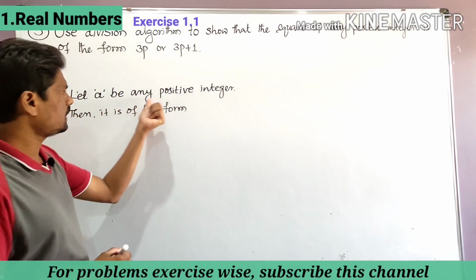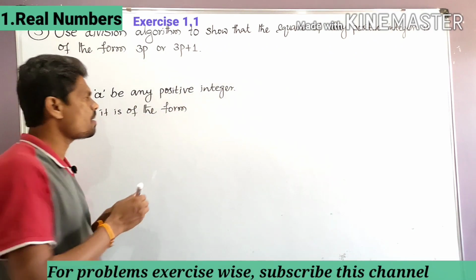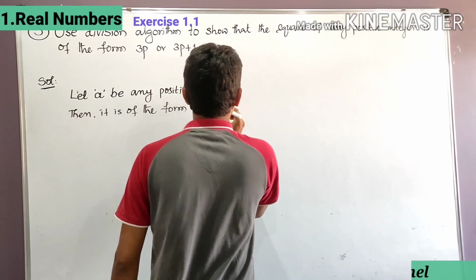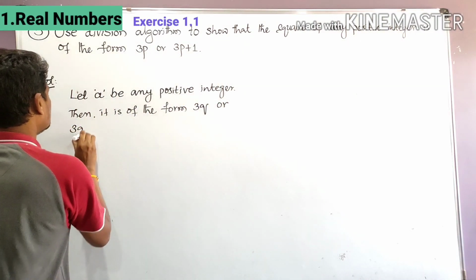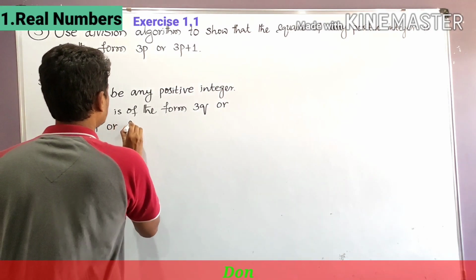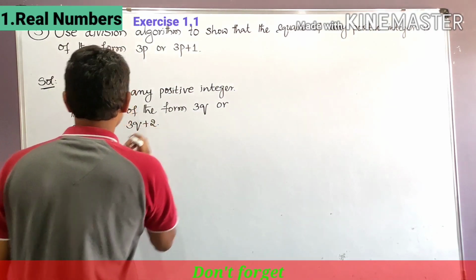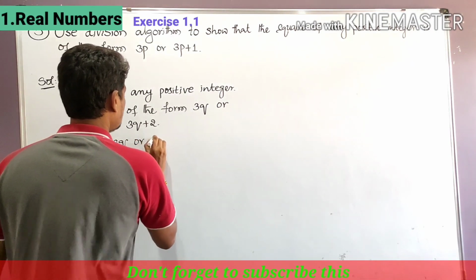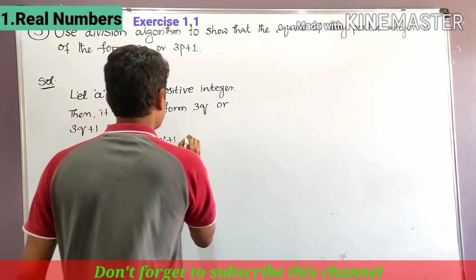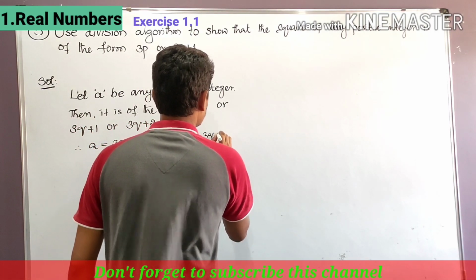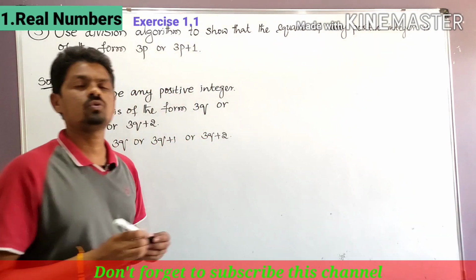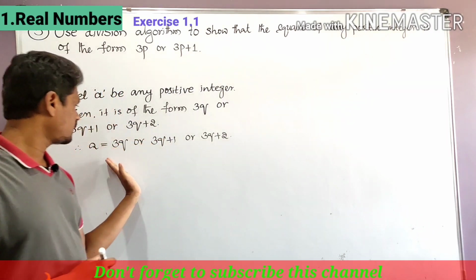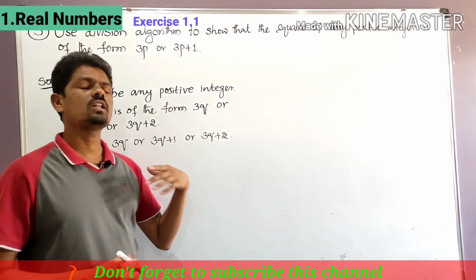So here let a be any positive integer, then it is of the form 3q or 3q plus 1 or 3q plus 2. So therefore we can write here a is equal to either 3q or 3q plus 1 or 3q plus 2. So this is the proven statement, student. Any positive integer is of the form 3q or 3q plus 1 or 3q plus 2, that you have to remember.